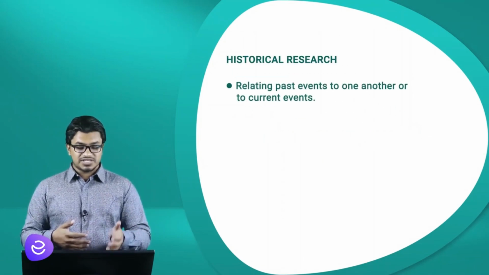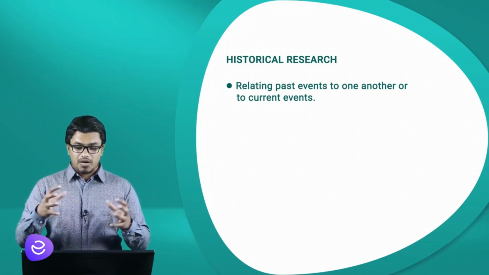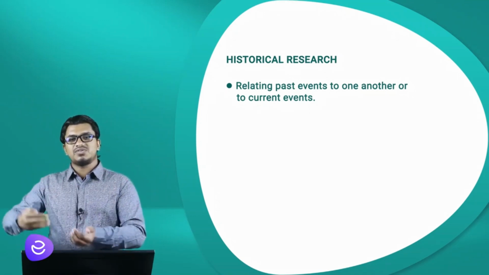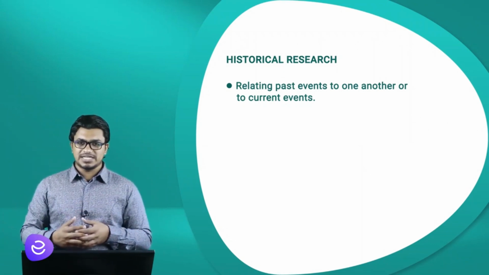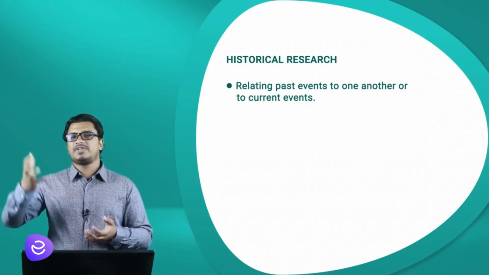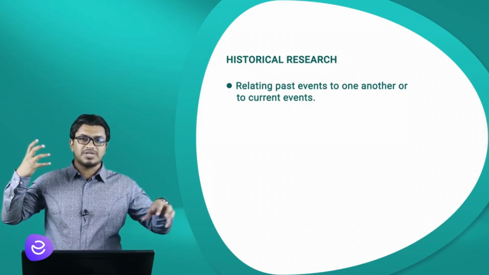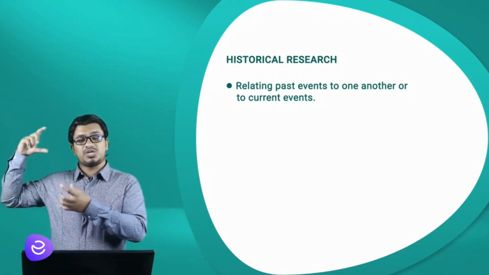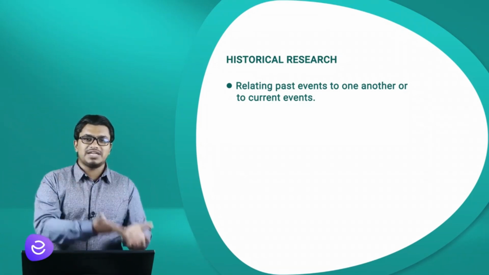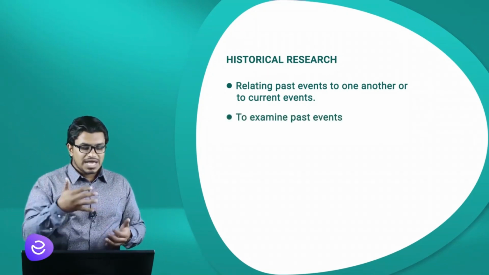Historical research relates to past events, or relates past events to one another or to current events. So we are trying to study the past events and then connect it to the current event. So maybe 50 years back something happened, and something similar happened this year also. So what is the connection? What was the decision that they took 50 years ago? Can we take that decision again? So we are trying to connect the past events to the current events.